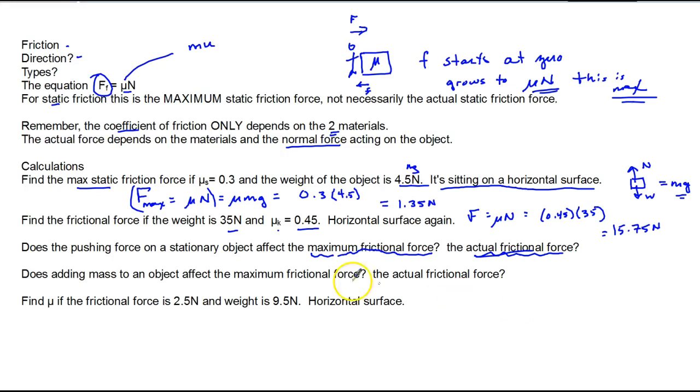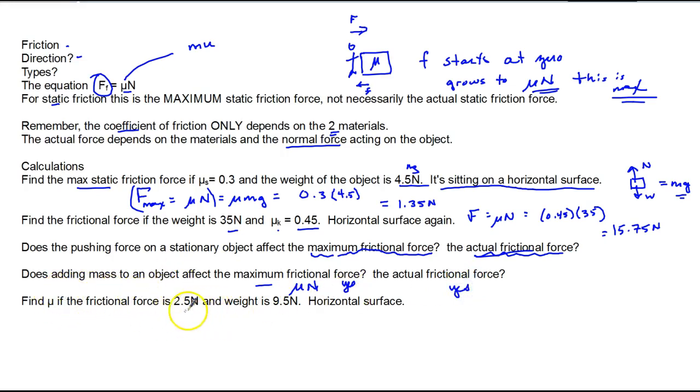Does adding a mass to an object affect the maximum frictional force, the actual frictional force? So, yes, because the maximum frictional force is mu n, that normal force, and if I add mass to an object, it will increase the normal force. So yes. The actual frictional force, yes.